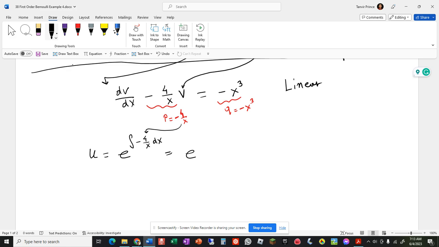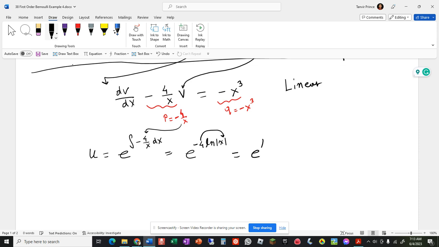So it's going to be negative 4. I can bring it outside. And the integral of 1 over x is ln of x. I'm just going to put the absolute value. I can bring that exponent, the number in the exponent of the ln. Remember, that's one of the properties of ln.